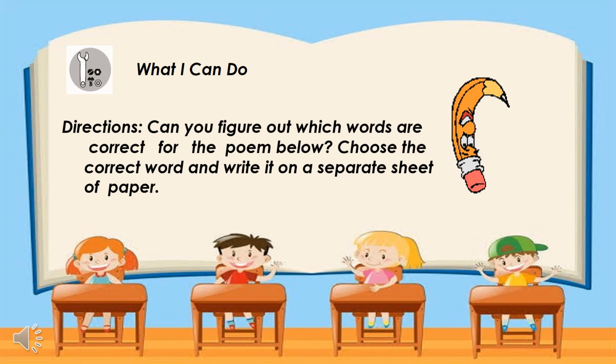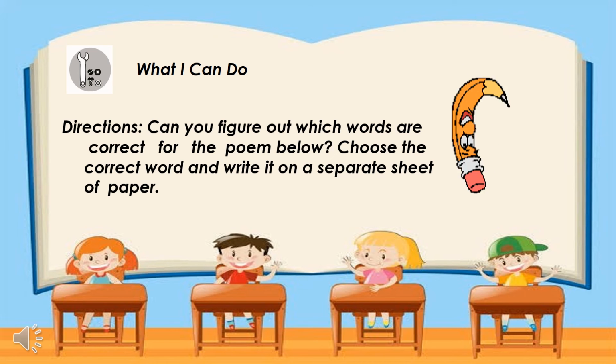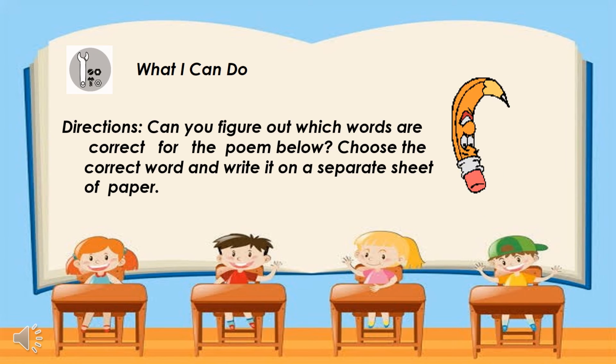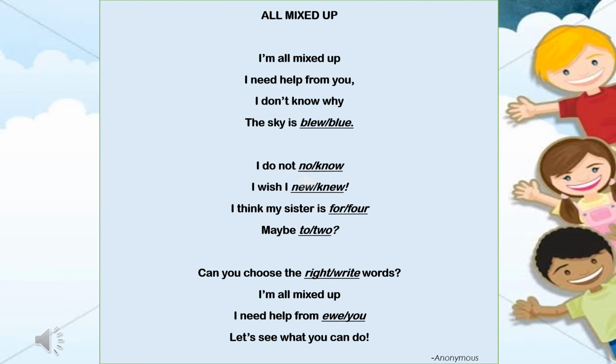So now what are we going to do? Choose the correct word and write it on a separate sheet of paper. So the poem is entitled All Mixed Up. So read the poem and start now. Have you done answering? So please pass your paper and kindly go over to your respective seat for your assessment.